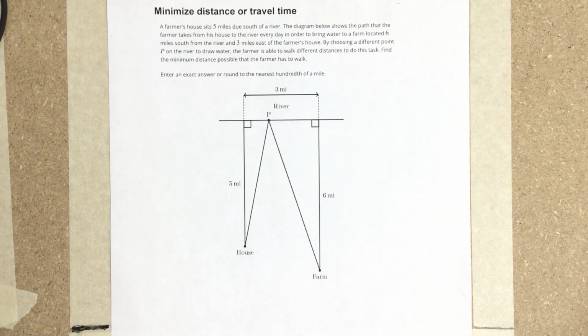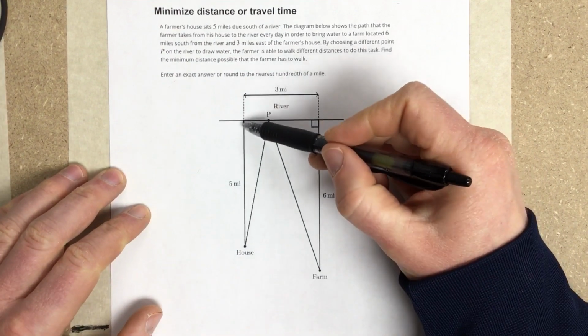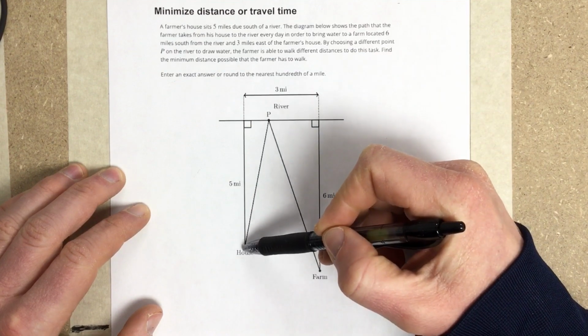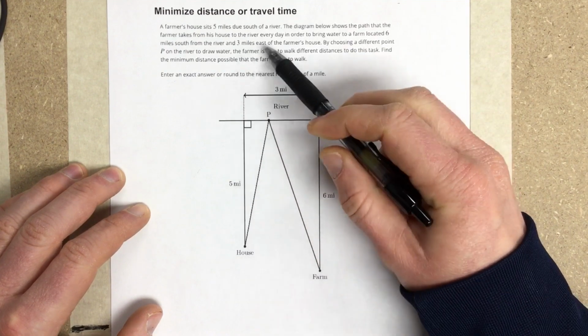In this problem, we're going to minimize distance or travel time. It says a farmer's house sits 5 miles due south of a river. You can see that in the diagram here. So the river runs right here, and the house is 5 miles from the river.